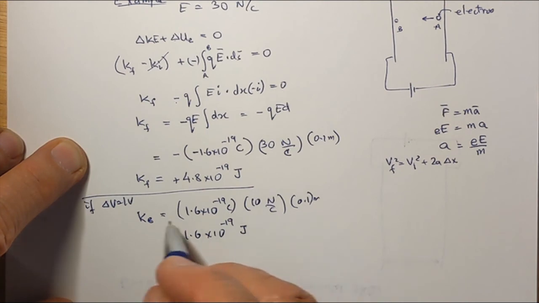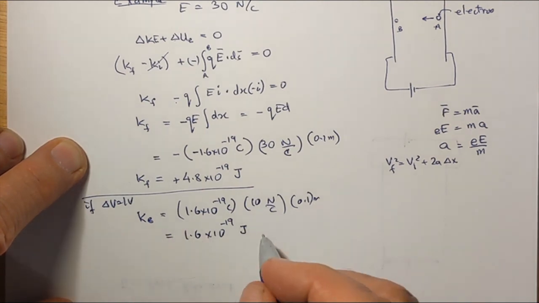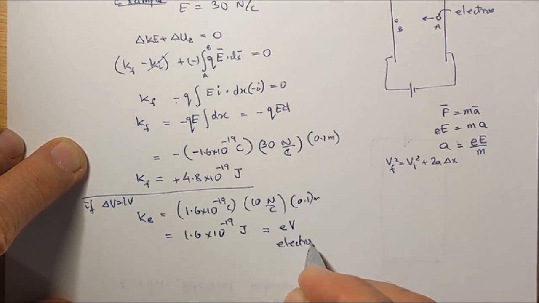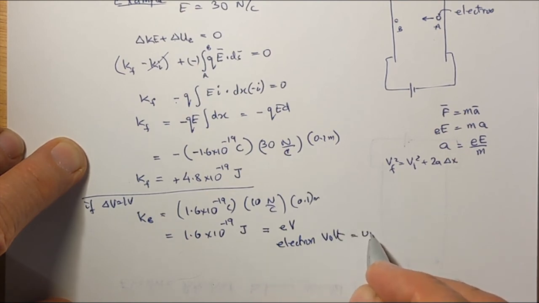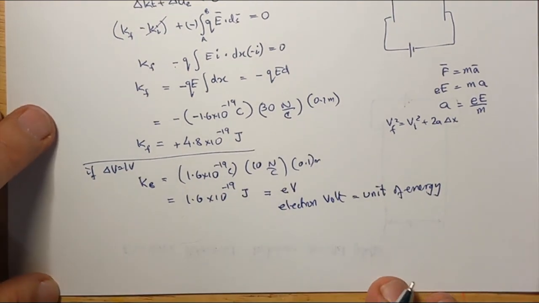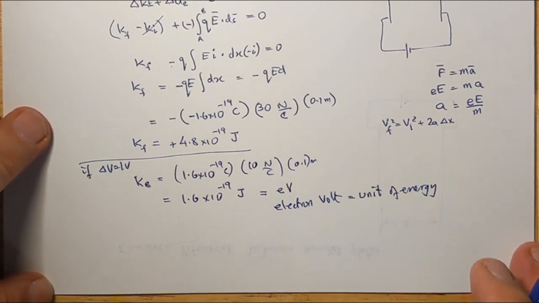Now this particular number is called an eV, the electron volt. An electron volt is a unit of energy. When we want to find the energy of electrons or other elementary particles, we usually give it in terms of electron volts: how many electron volts does that particle have?